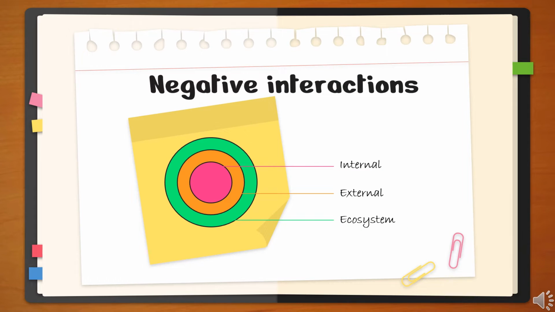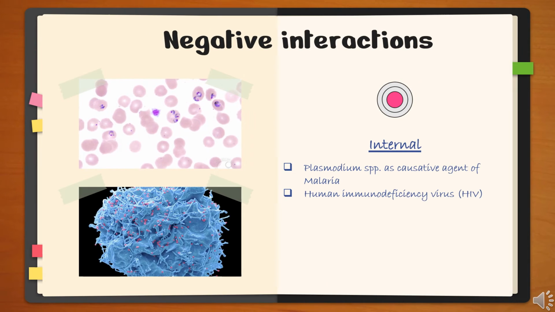Negative health-related interactions at our target interface can be stratified into 3 levels of biological organization. The first one is the internal level. Here the interactions relate to Plasmodium parasites as cause of malaria and HIV as cause of AIDS, both of which have adverse health effects.